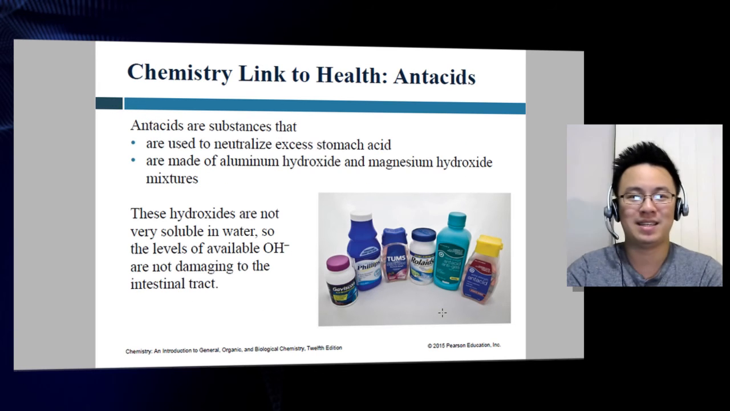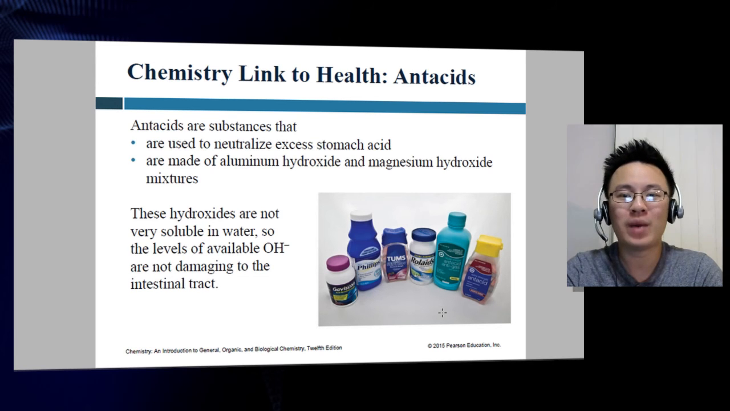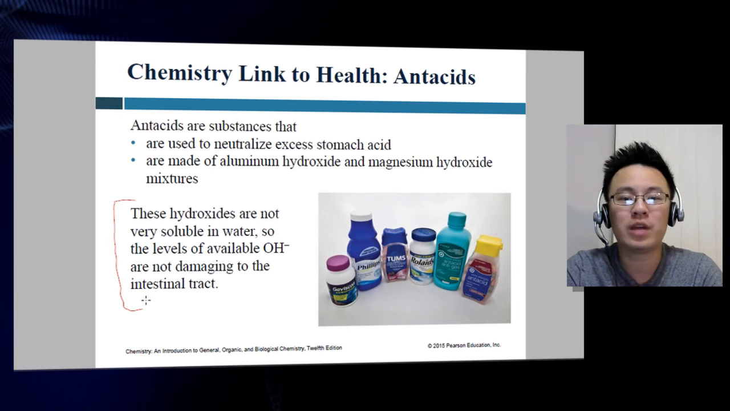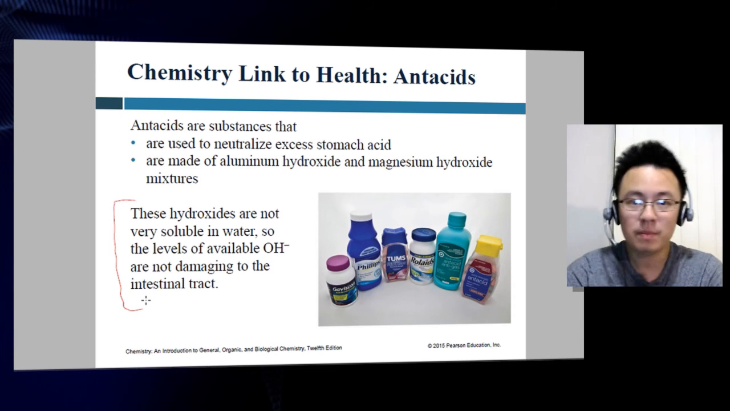Okay, antacids. Let's go ahead and talk about this. Antacids are substances that are used to neutralize excessive stomach acids. They are made of aluminum hydroxide and magnesium hydroxide mixtures, and these hydroxides are not very soluble in water, so the levels of available hydroxide ion are not damaging to the intestinal tract.